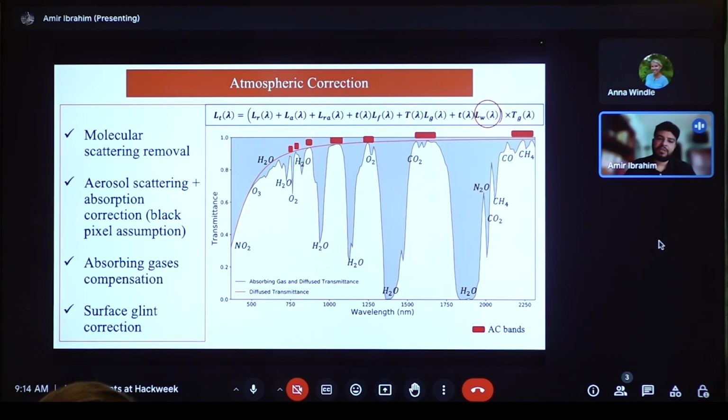The challenging aspect of the atmospheric correction is actually the aerosol contribution. The aerosol in the atmosphere changes spatially and temporally. So it's really important for us to quantify the aerosol concentration and what kind of aerosol we have in the atmosphere in order to do the atmospheric correction properly.